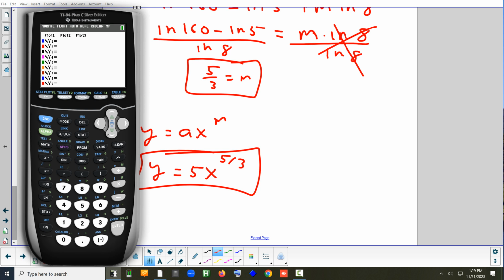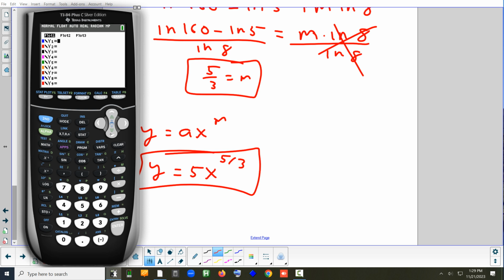And you can clear any equation that's already in there, but you need to turn on one of the scatter plots. That's how you're going to graph the points. So if you press the up arrow and hit enter, plot 1 should now be highlighted. Okay, that means you've turned on one of the scatter plots.